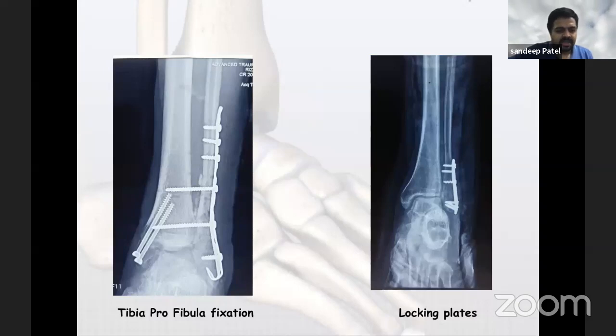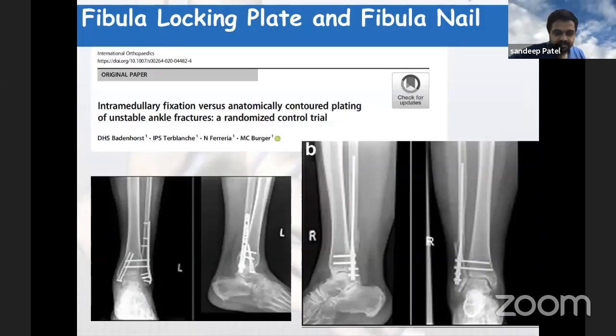So this is something called tibia pro fibula fixation, wherein we take a 1/3 tubular plate and make it into a hook plate, so that in osteoporotic bone the hold can be obtained in the tibia. Here the purpose is not like a syndesmotic screw, but more like getting hold in the tibia. The locking plate is another option which has evolved for osteoporotic fractures. There are other things like a fibular nail and a fibular locking plate.